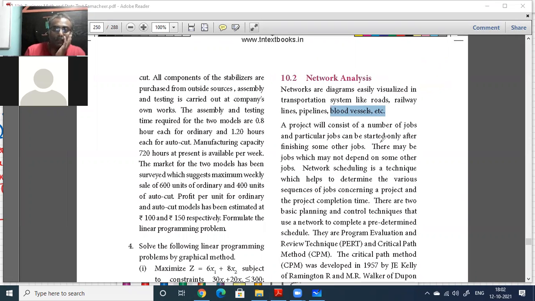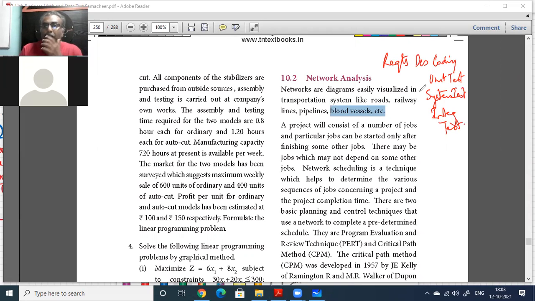Now, a project will consist of a number of jobs. If you take an IT project, for example, what is the basic work breakdown structure? First of all, you have requirements analysis. Then after that, you have design. Then software development, coding. Then unit testing. Then system testing.